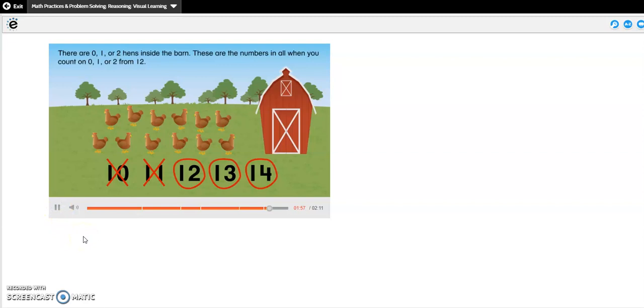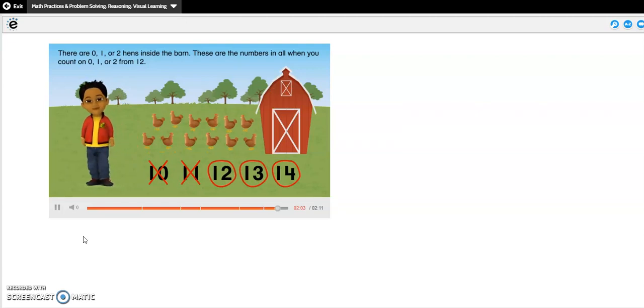There are 0, 1, or 2 hens inside the barn. These are the numbers in all when you count on 0, 1, or 2 from 12. Great thinking.